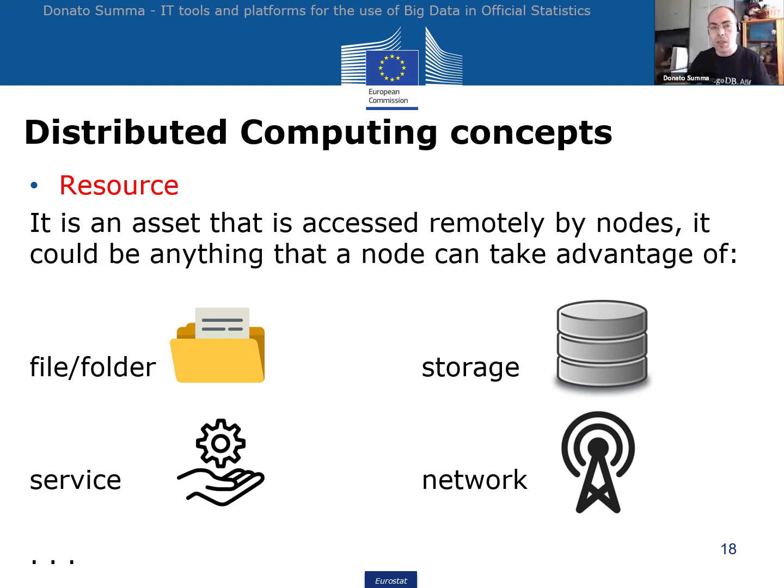Okay, this was the first distributed computing concept. The second concept is the concept of resource. A resource is an asset that is accessed remotely by nodes. It could be anything that a node can take advantage of. So, for example, a resource can be a file, a folder, a service, a storage platform, a network, and so on.